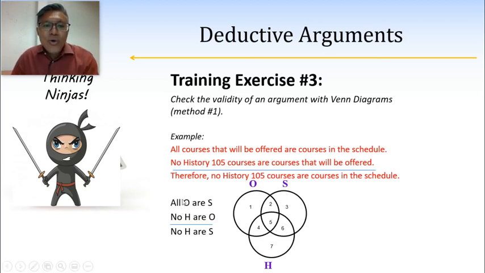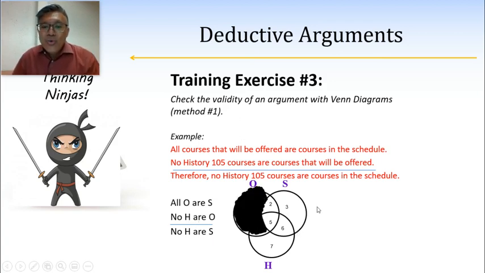So all O's are S. So here's our O's. Here's our S's. We know that all O's are S. So 2 and 5 exist, right? All the O's are S's. But there are no 1s and 4s because 1s and 4s are O's that are not S's. Those don't exist because the first claim says all O's must be S's, right? So only 2 and 5 exist. That means we get rid of 1 and 4.